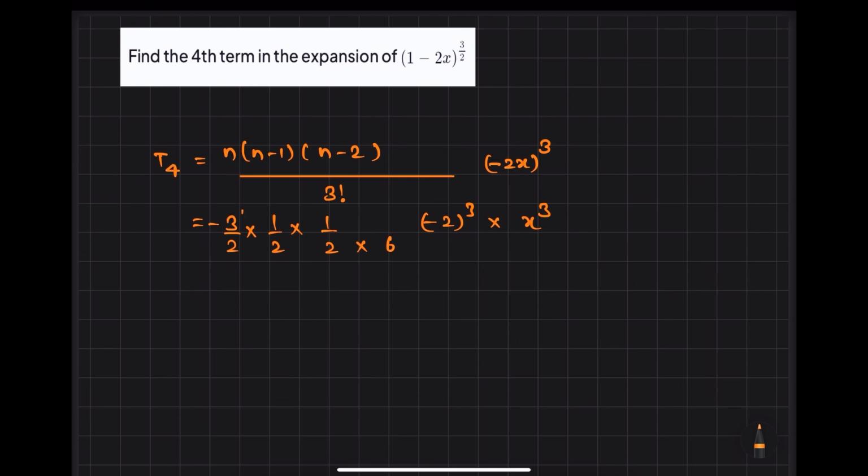So 3, 2 times 6. Okay, so minus 2 power cube is minus 8. So here also minus is waiting. So minus of minus 8 will become 8, and then we have 16 in the denominator, x cube. So 8, 2 times. So the fourth term will become x power 3 by 2.